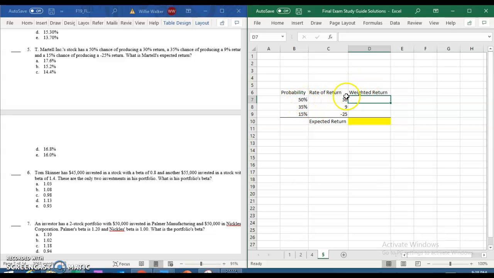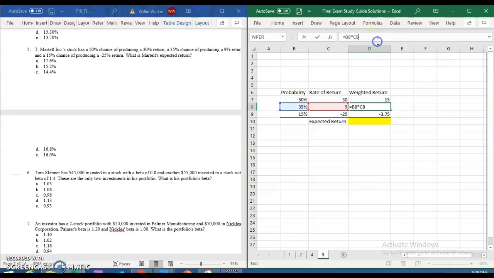Okay, so in order to get my weighted average of each, I simply multiply the percentage or the probability by the actual rate of return for that particular probability. All right, so this is going to equal 50% times that. Okay, I'm going to do that for all of these. A little Excel tip. I could continue to do that, or I could just drag all these down.